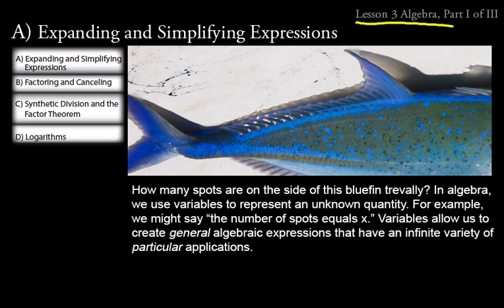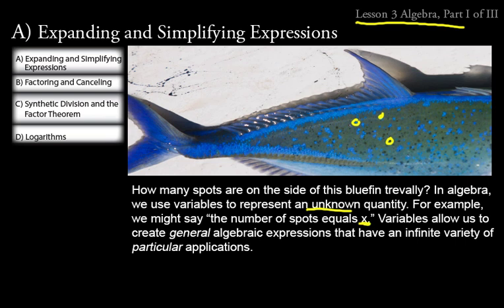Lesson 3 is the first of 3 lessons on algebra, and here again an introduction and hopefully mostly review. In the image is a part of a bluefin trevally, and you can see the spots on there, both blue spots and black spots. And the question there is how many spots are on the side of that trevally, and in algebra we use variables to represent an unknown quantity. I don't know how many spots are there, I haven't counted them. And so we might say, well, the number of spots right now, we say that equals x.